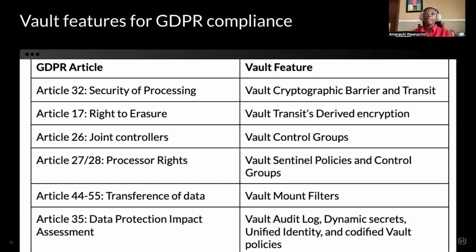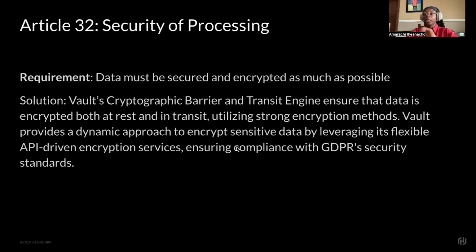You have Article 26, joint controllers, which you can do with Vault control groups features. You have Article 27, 28, processor rights, which you can do with Vault Sentinel policies and control groups feature. You have Article 44 to 55, transference of data, which you can do with Vault mount filter features. You have Article 39, data protection impact assessment, which you can do with Vault audit, dynamic secret, unified identity, codified Vault policies, and whatnot. And I'm going to get into that and how you can do that with Vault.